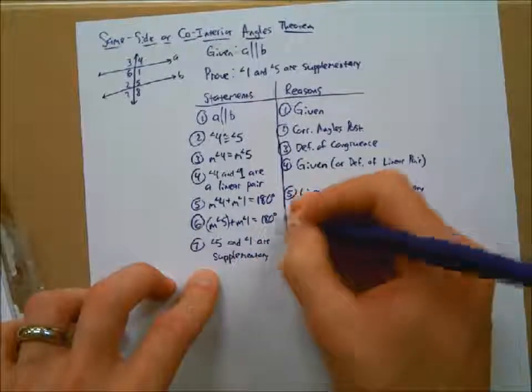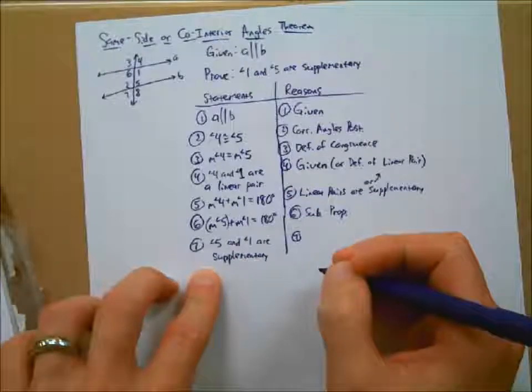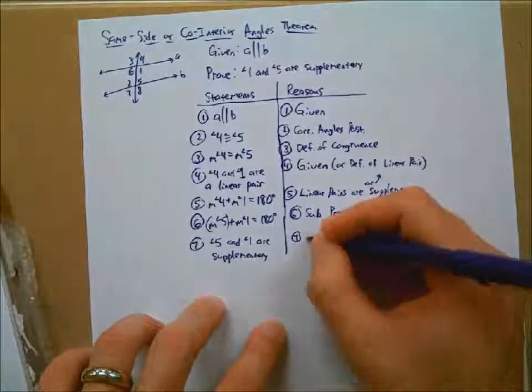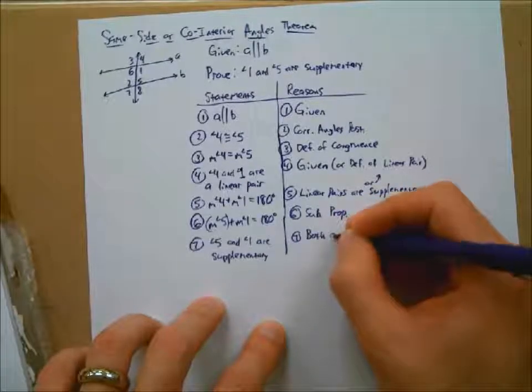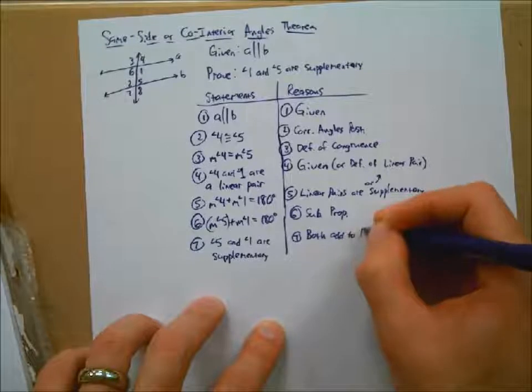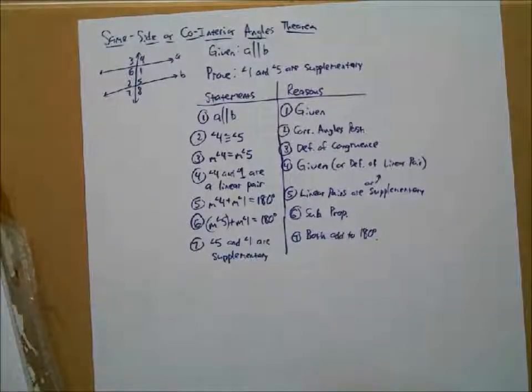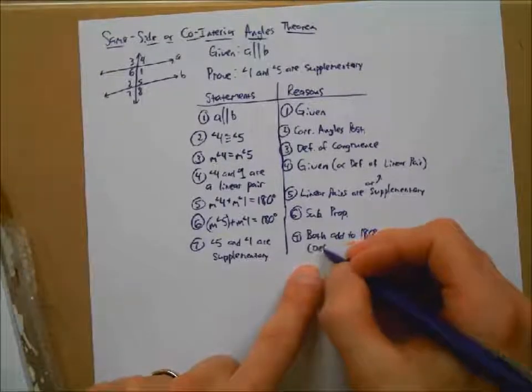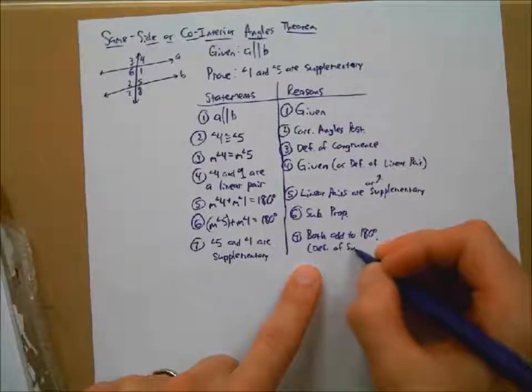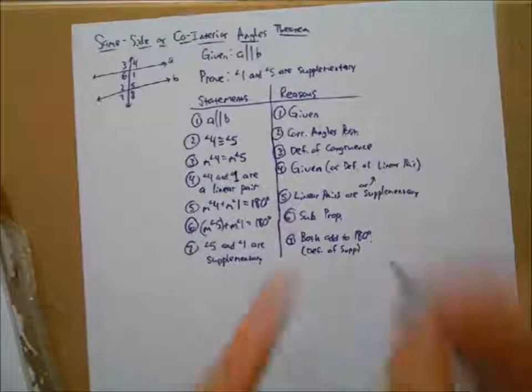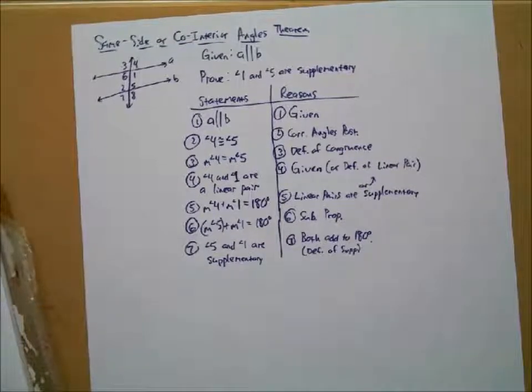Okay, and now we can finally say, for the reason both add to 180 degrees. You could also use definition of supplementary there if you wanted to instead. Okay, that was a fun proof, right? 7 steps. Said no one ever. Okay, so there it is.